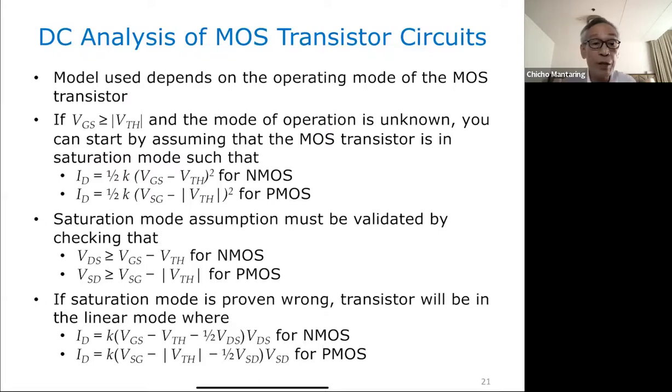The first thing that we have to determine is whether your gate to source voltage is greater than or equal to VTH. I'm talking here about NMOS. Sorry, this is in general, so this references NMOS, because if this is PMOS, this should be VSG greater than or equal to the absolute value of VTH. I'm going to correct that later on.